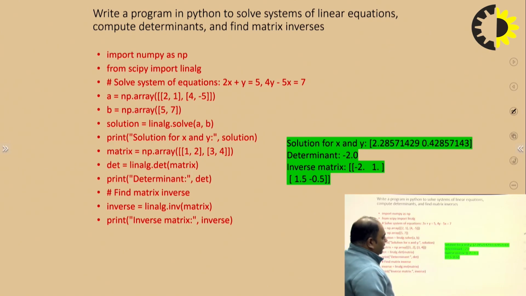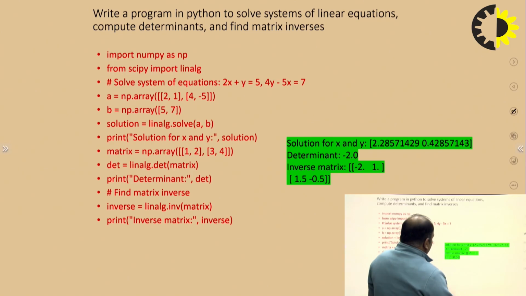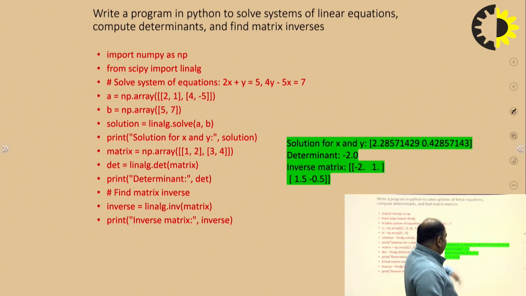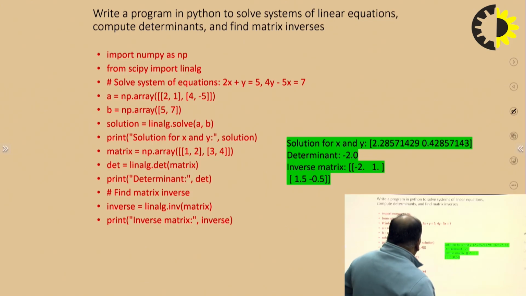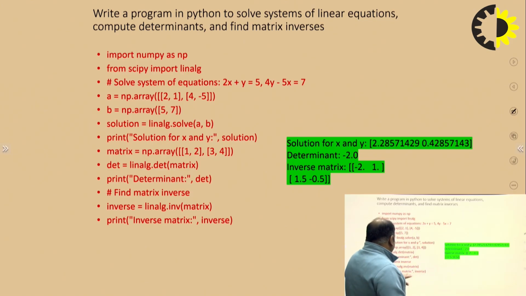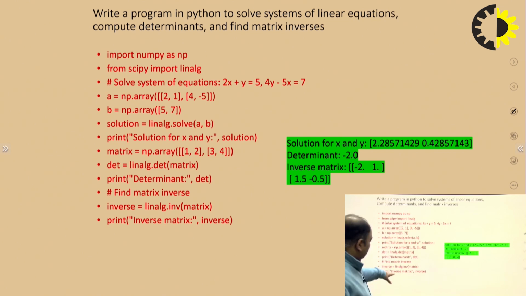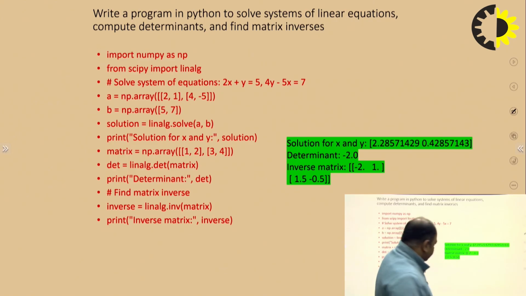It means the solution for x, y is 2.2 and 0.42, in which the determinant is -2, and the inverse matrix is -2, 1 and 1.5 and -0.5. The inverse matrix comes from this function: inverse is equal to linalg dot inv. So inv is used for inverting a matrix.